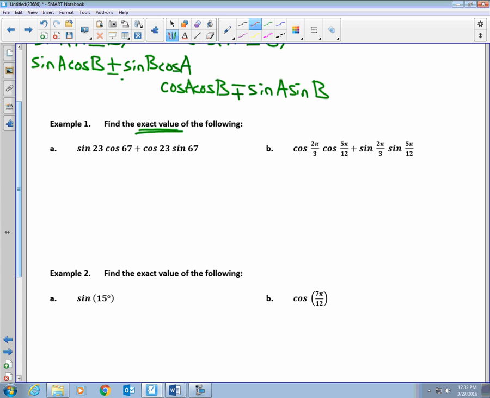So, all right, find the exact value of the following: sine of 23, cosine of 67, plus cosine of 23, sine of 67. Ooh, looks kind of disgusting, huh? Do you know the exact value of sine of 23 degrees? Can you give me an angle that you know the exact value of sine of? Sine of 90 is 1. How did you know that? Some of you knew that, some of you didn't.